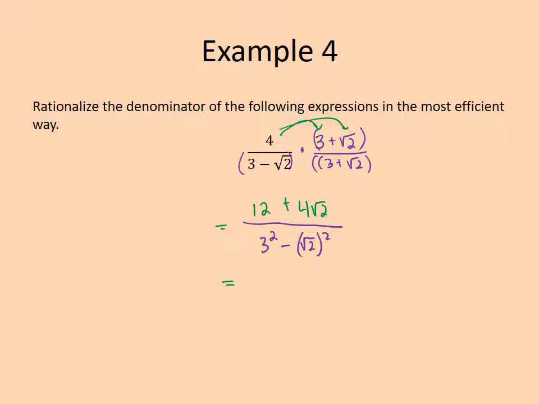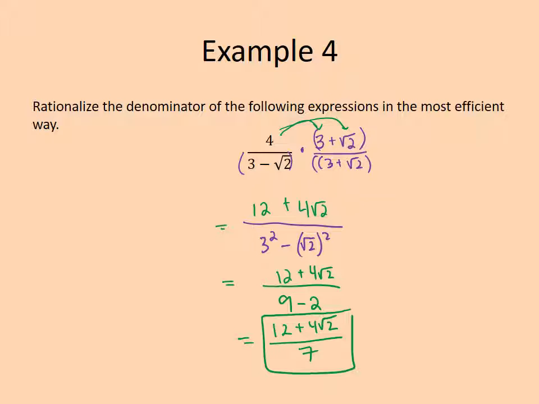Now when we simplify the denominator, we have 3 squared, which is 9, minus root 2 squared, which is just 2. The numerator cannot be simplified anymore because you have a constant and a radical term. So in the denominator, we have 9 minus 2, which is just 7. This is as far as we can simplify this. Now, if you'd like to simplify it, you can simplify 12 over 7 plus 4 root 2 over 7. But you don't have to split up the fraction.